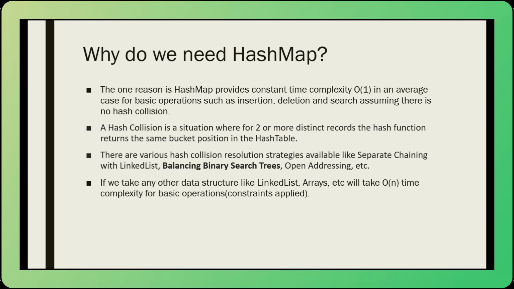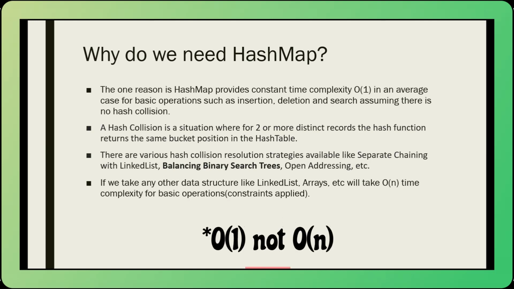So one of the major reasons is that HashMap provides constant time complexity in the average case for basic operations such as insertion, deletion, and search, assuming there is no hash collision. Okay, let's take an example. You have five records, and the five records are stored in five different buckets. So absolutely your time complexity of the get operation is going to be big O of 1.